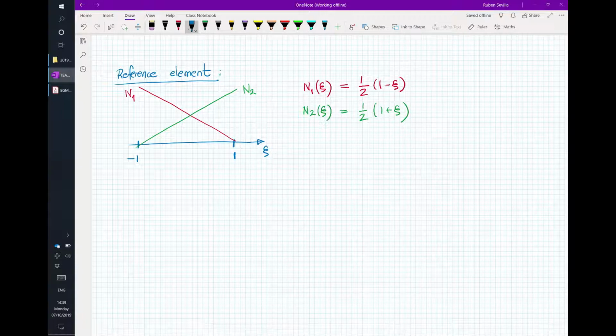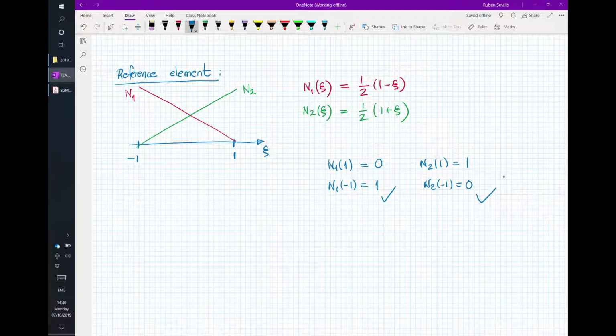It's very simple, because n1 of 1 is 0, and n1 of minus 1 is 1. And this is what you need to verify. If you satisfy these two things, that's it, done. This is the one. Okay? And the same thing for n2. n2 of 1 is 1, n2 of minus 1 is 0, so that's a check, if you like. Quick check that these formulas are correct.